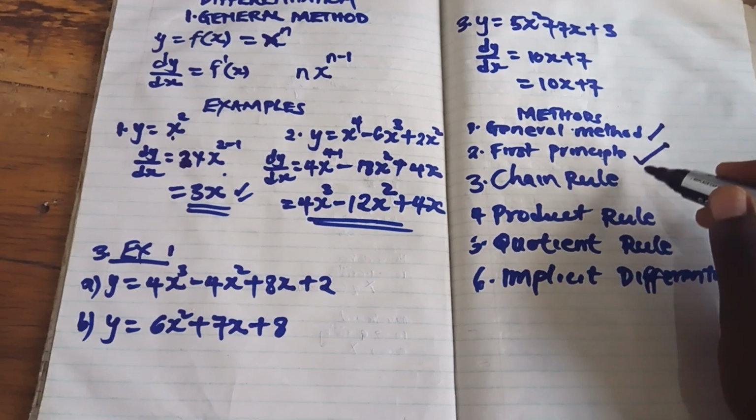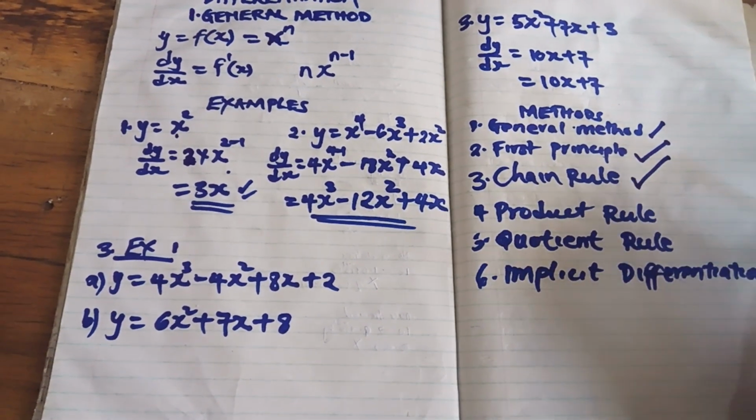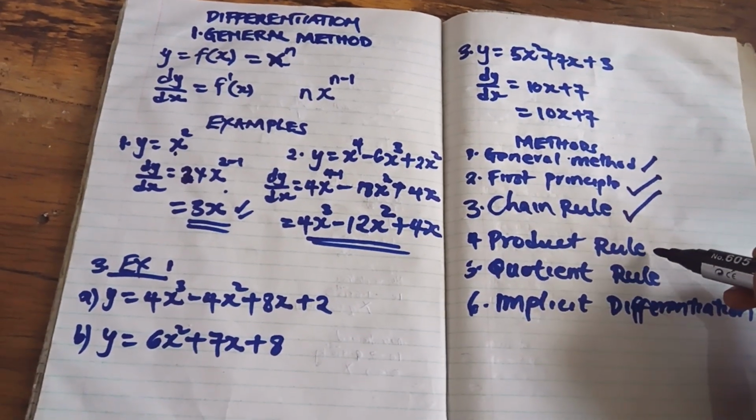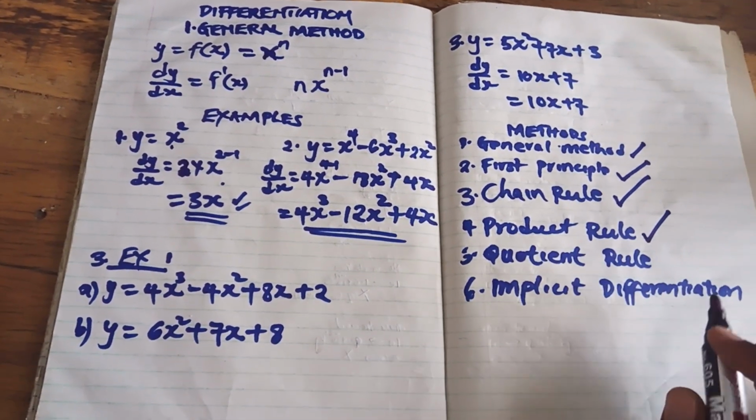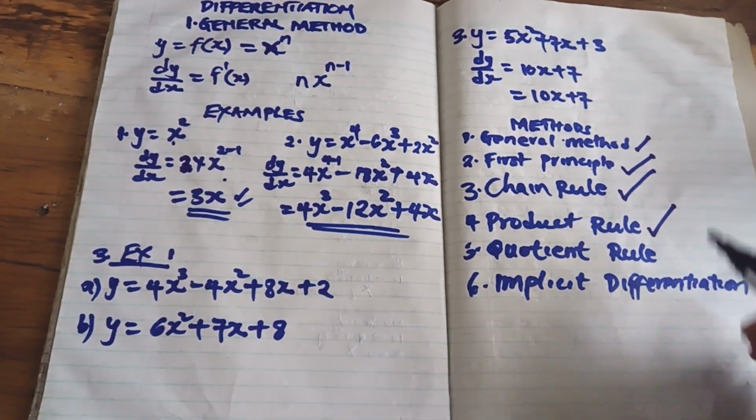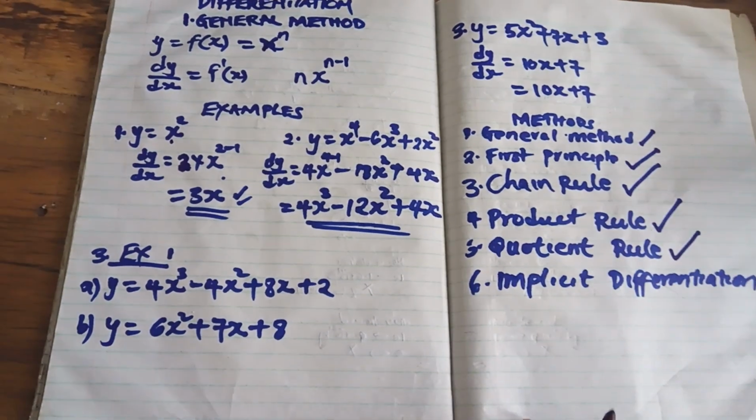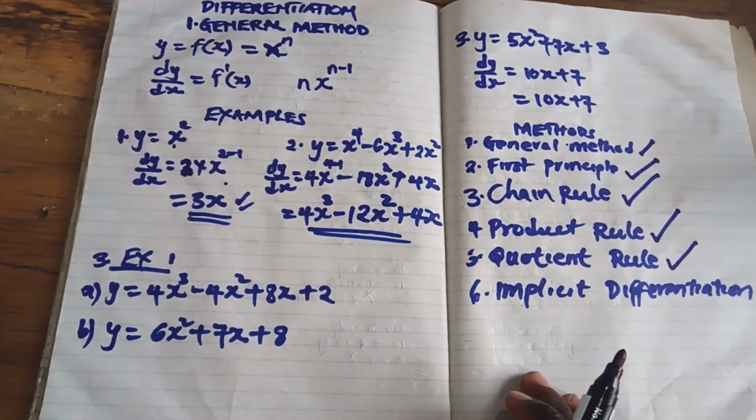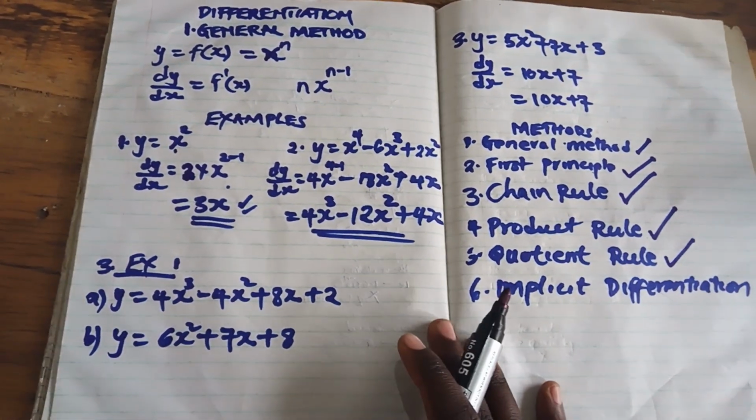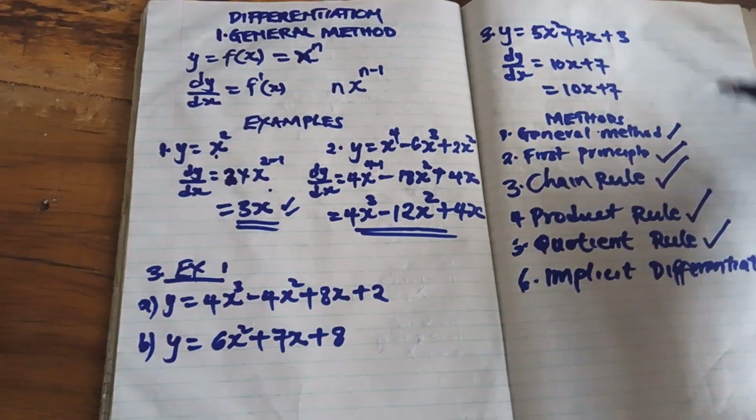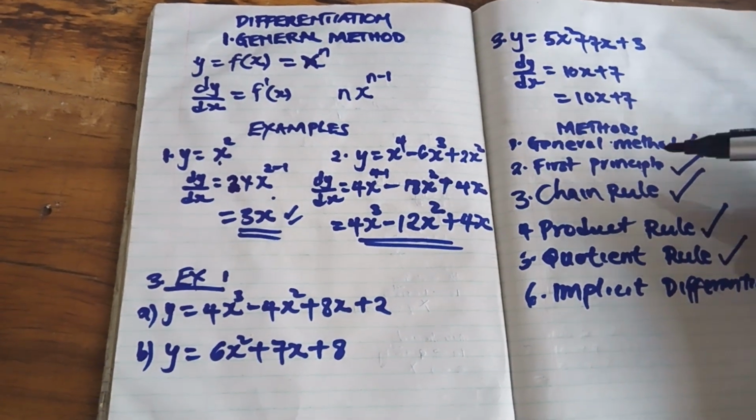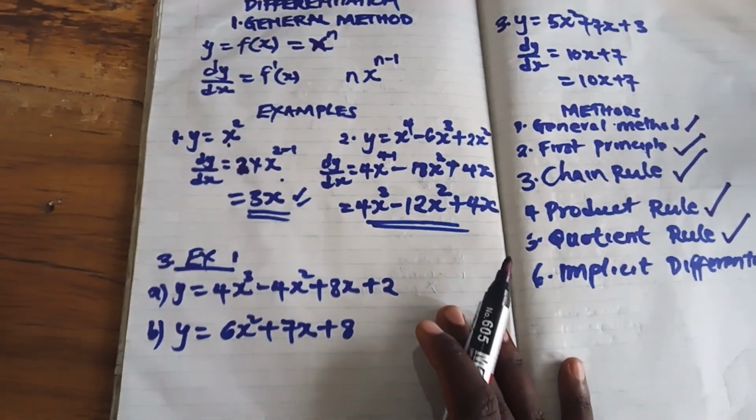And the third method is chain rule. The fourth method of differentiation is product rule. And the fifth method of differentiation is quotient rule. And the last method of differentiation is called the implicit differentiation. Straight away, let us start by looking at the first method of differentiation, starting with general method.